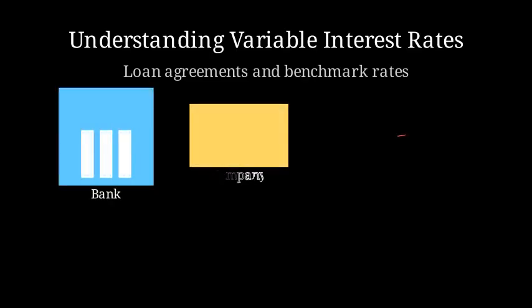Let's visualize what's happening. We have a bank on the left and a company on the right. The bank agrees to lend money whenever the company needs it, but the interest rate is not fixed. Instead, the rate is tied to a benchmark, like the prime rate or SOFR. That means the loan rate moves up or down when the benchmark moves up or down.